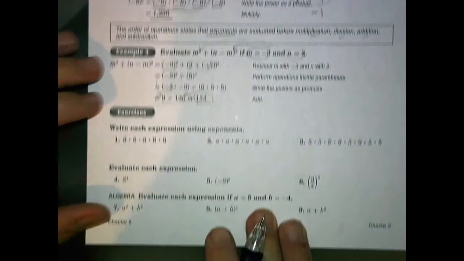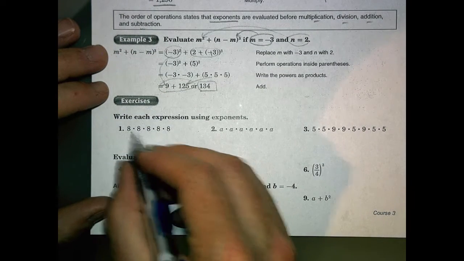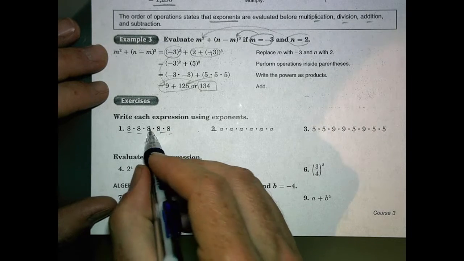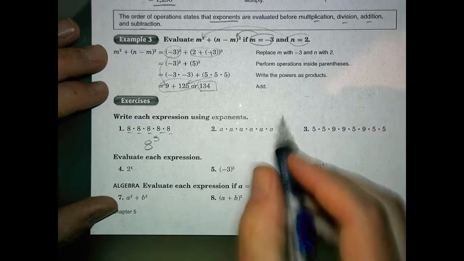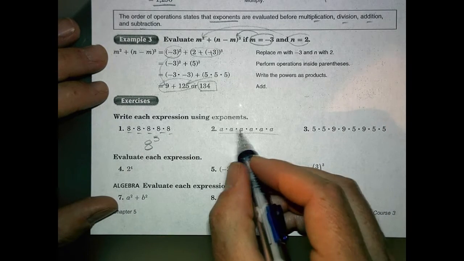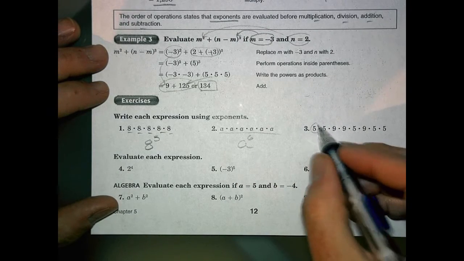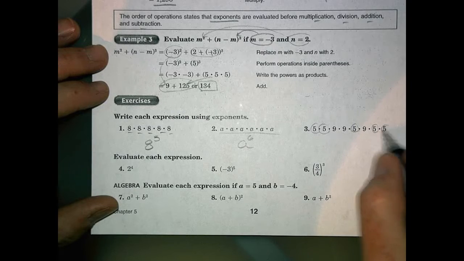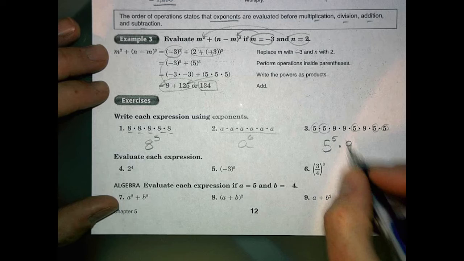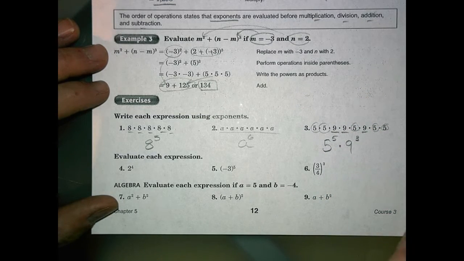Let's look at a couple examples here before you do your homework. So writing the expression with exponents, I can see my base is going to be 8. And I count them up: 1, 2, 3, 4, 5. 8 to the fifth. Here my base is going to be a, and they're all the same, so 1, 2, 3, 4, 5, 6. Here I have 5s, 1, 2, 3, 4, 5 5s. So it's 5 to the fifth times 9, 1, 2, 3, 9 to the third. Okay.